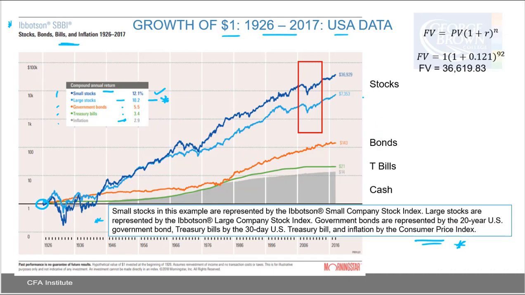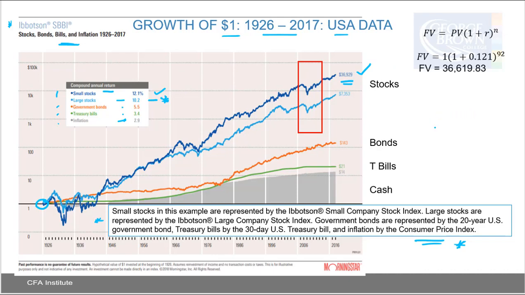So you can see here with regards to the stocks, if you invested $1, this is hypothetical, it's for illustrative purposes, if you invested $1 in 1926 in the Ibbotson Small Company stock index and all the earnings were reinvested, at the end of 2017, you'd have $36,929. Okay, and so that's illustrating a couple of points.